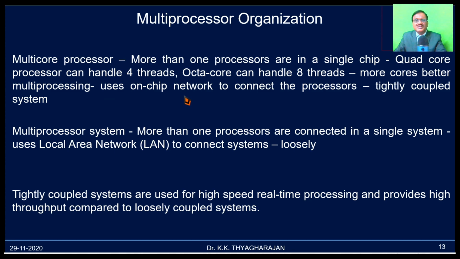And these processors are connected through on-chip network and these are tightly coupled systems. In the case of multiprocessor system, more than one processors are connected in a single system and these processors are connected through local area network and these are loosely coupled systems. The tightly coupled systems are used for high-speed real-time processing and provides high throughput compared to loosely coupled systems.